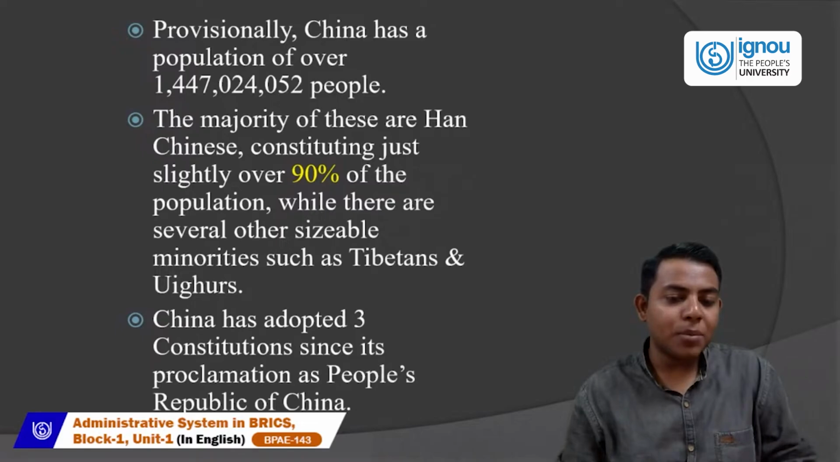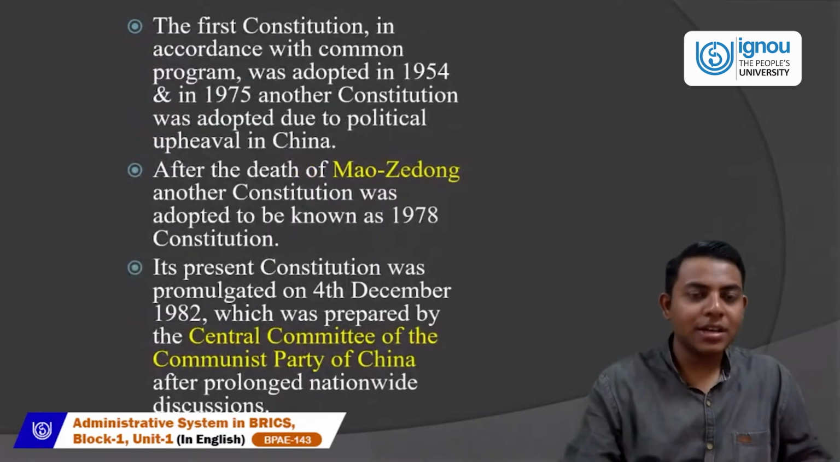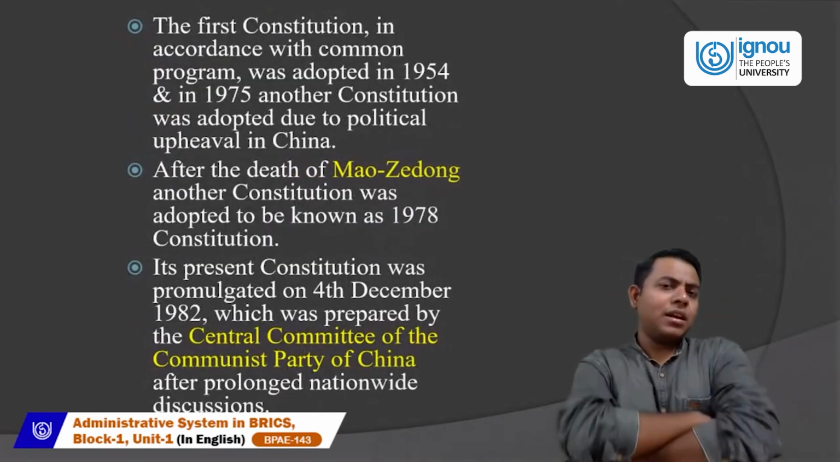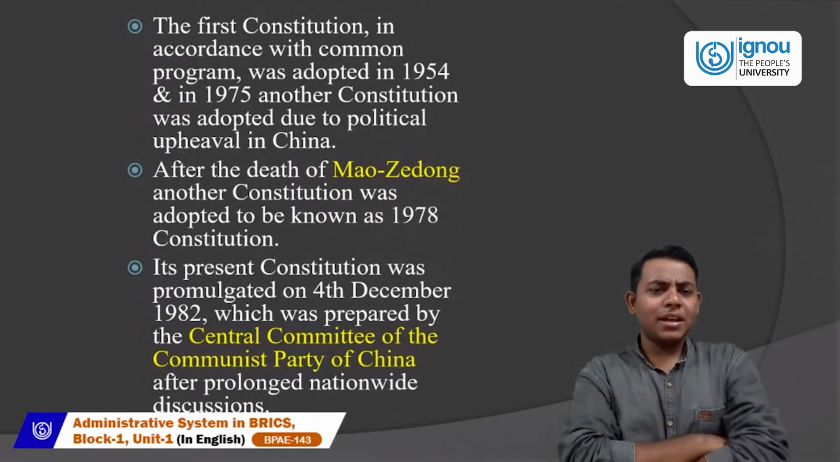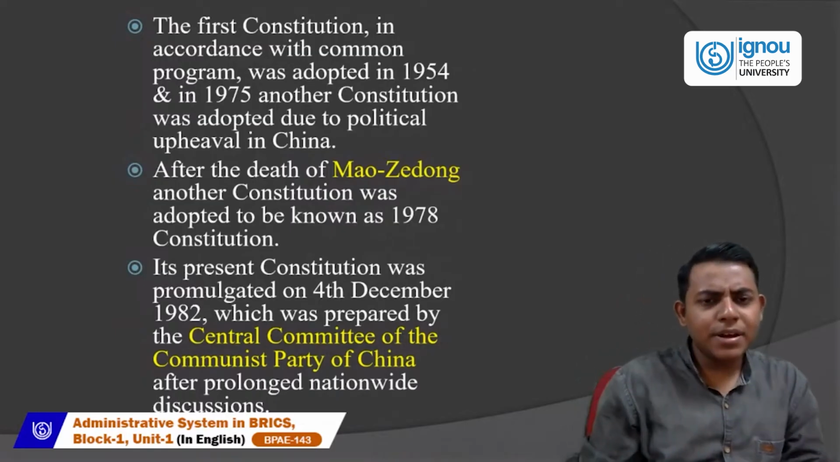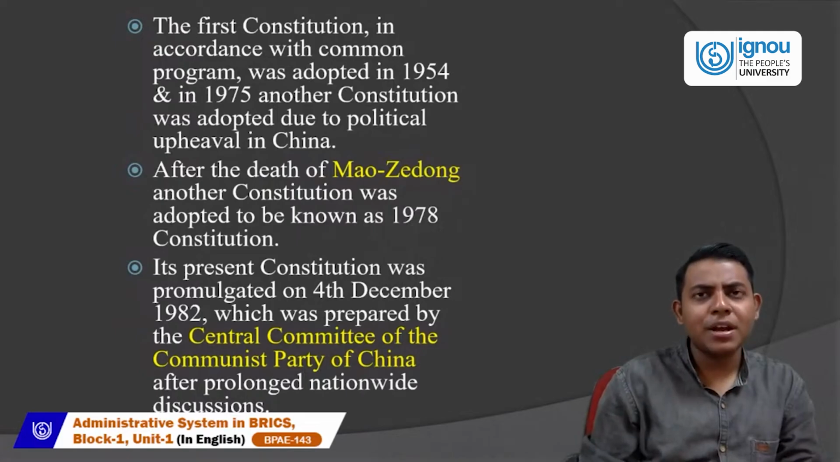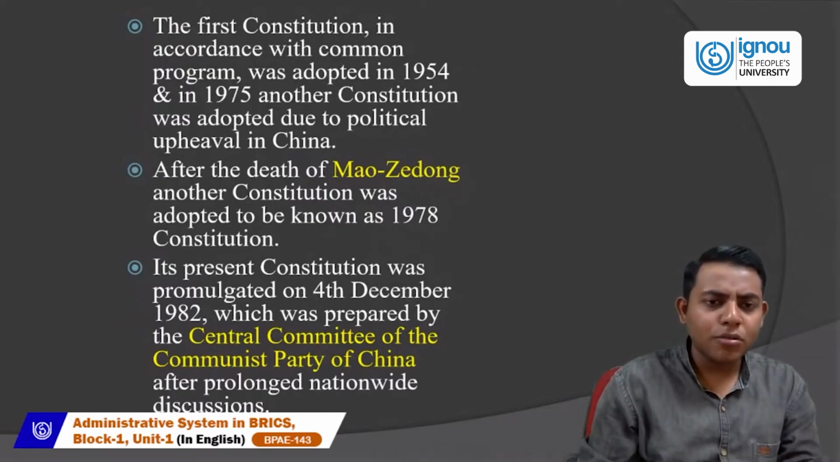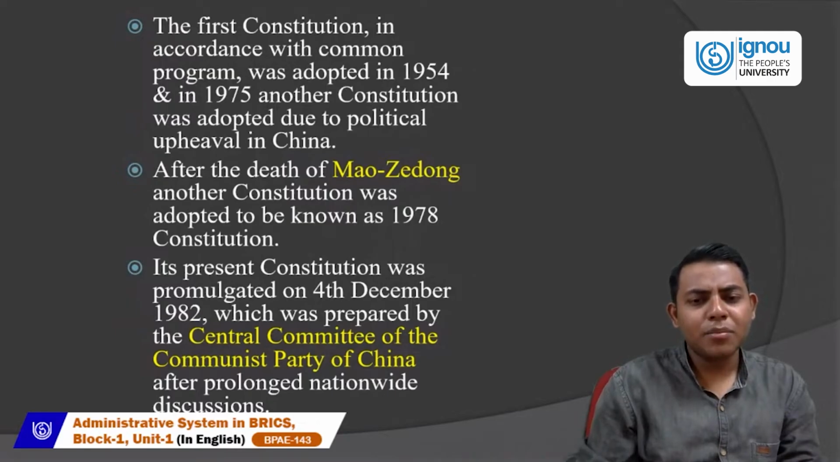China has adopted 3 constitutions since its proclamation as the People's Republic of China in 1949. The first constitution of China, in accordance with the Common Program, was adopted in 1954, and in 1975 another constitution was adopted due to political upheaval in China. In the post-Mao period, when Deng Xiaoping came into power, a new constitution was adopted. After the death of Mao Zedong, another constitution was adopted, which came to be known as the 1978 Constitution.